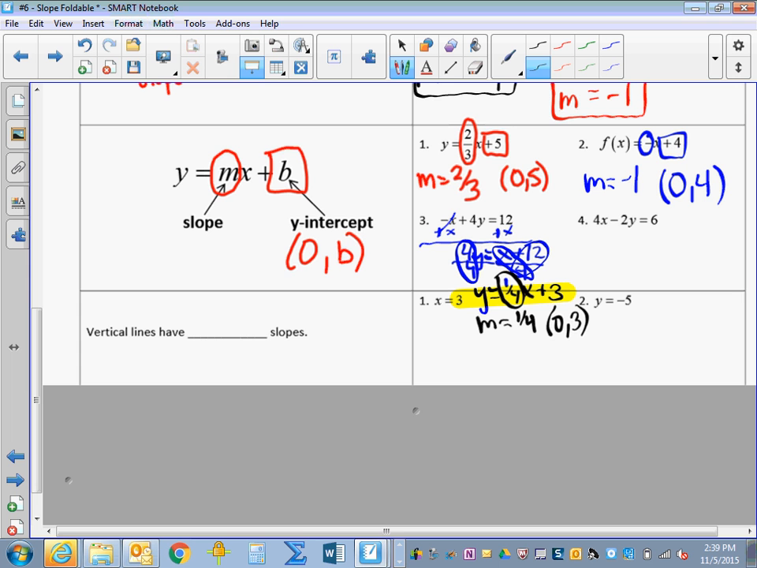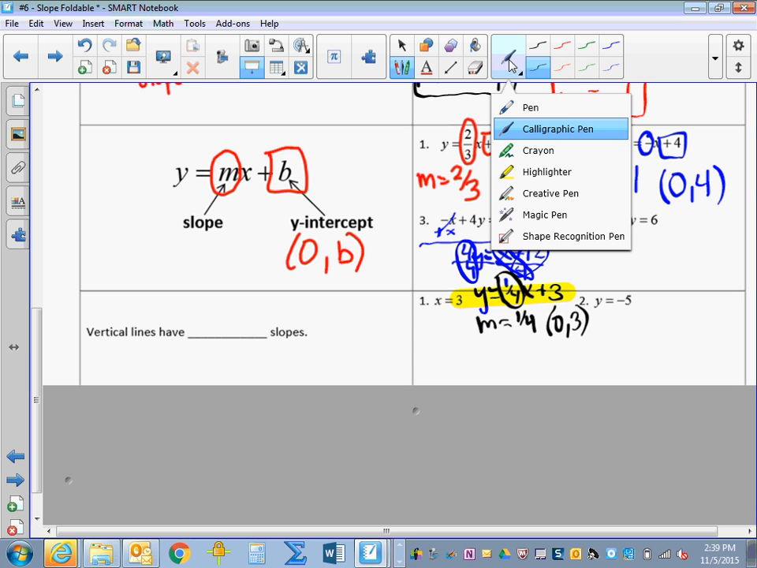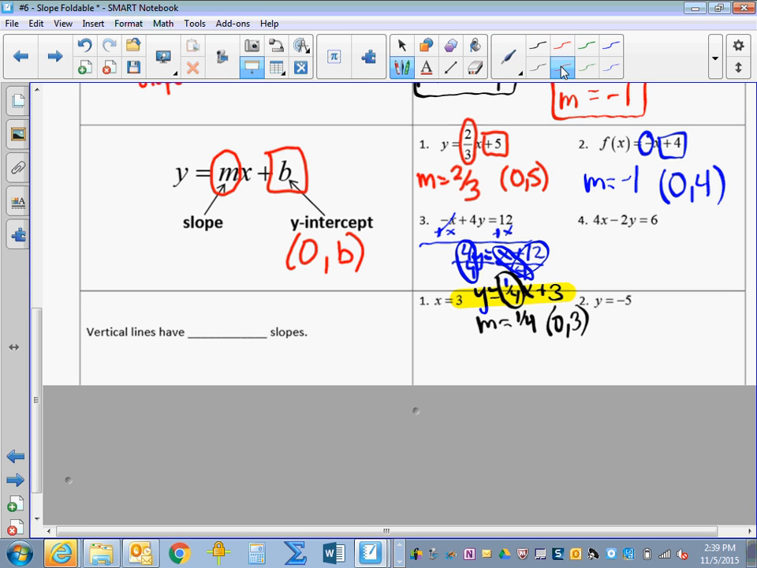Okay. All right, let's take a look at number 4. Sorry, it doesn't seem like there's very much space. All right, my first step for number 4 is going to be subtract 4x. When I subtract 4x, I get negative 2y equals negative 4x plus 6. I subtracted my 4x from both sides. And then divide by negative 2.